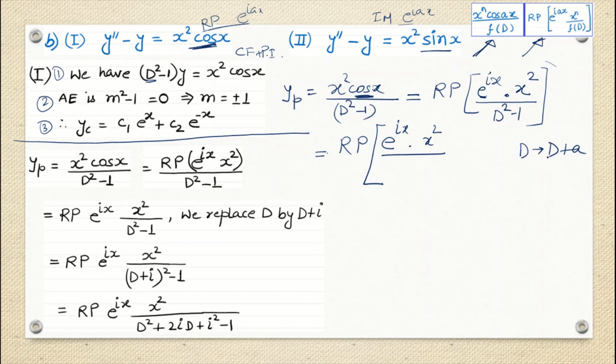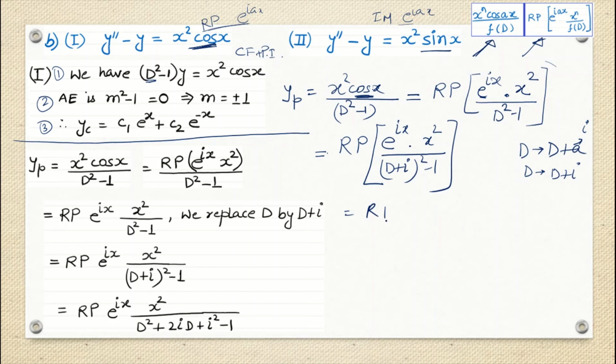And what is my a here? The a is whatever is present as the power of e. That means with x, whatever is present, this is my a. So here my a is i, because in type 4 we say a is whatever is present on top of e. So we are replacing D with D plus i, and I'm writing down (D plus i) whole square minus 1.